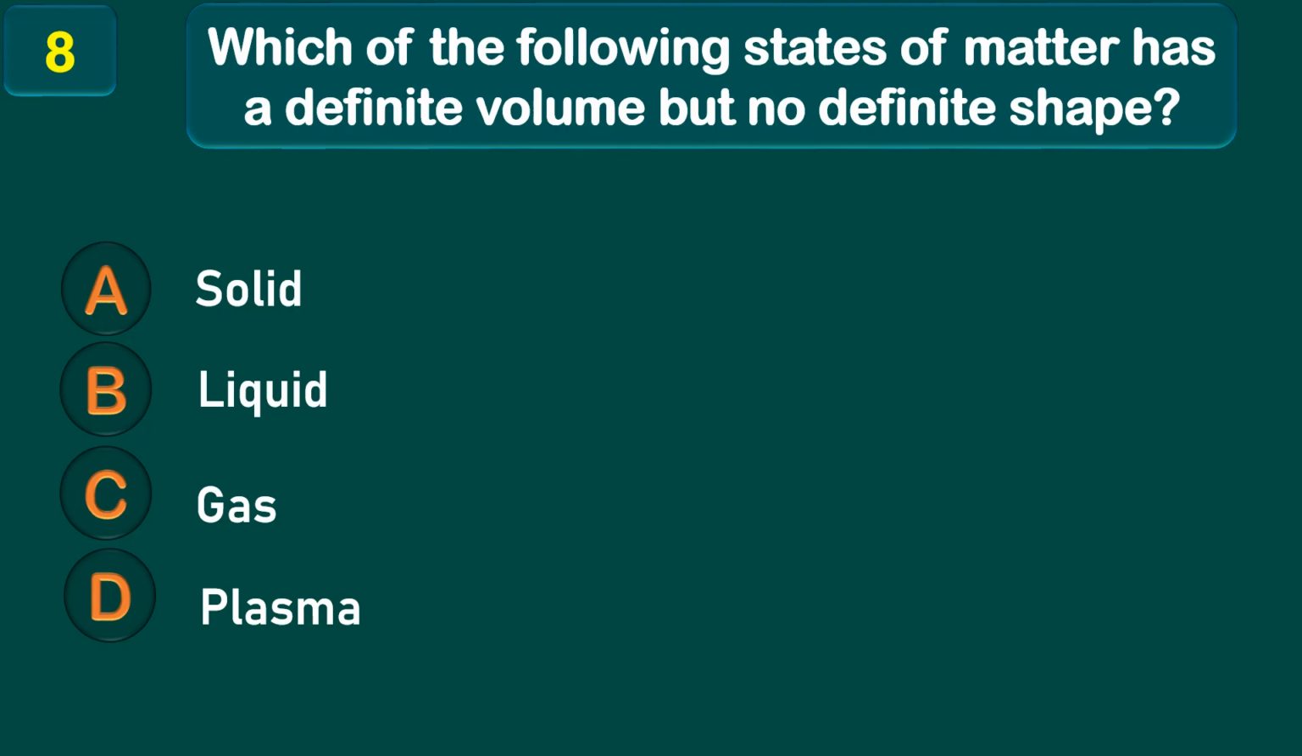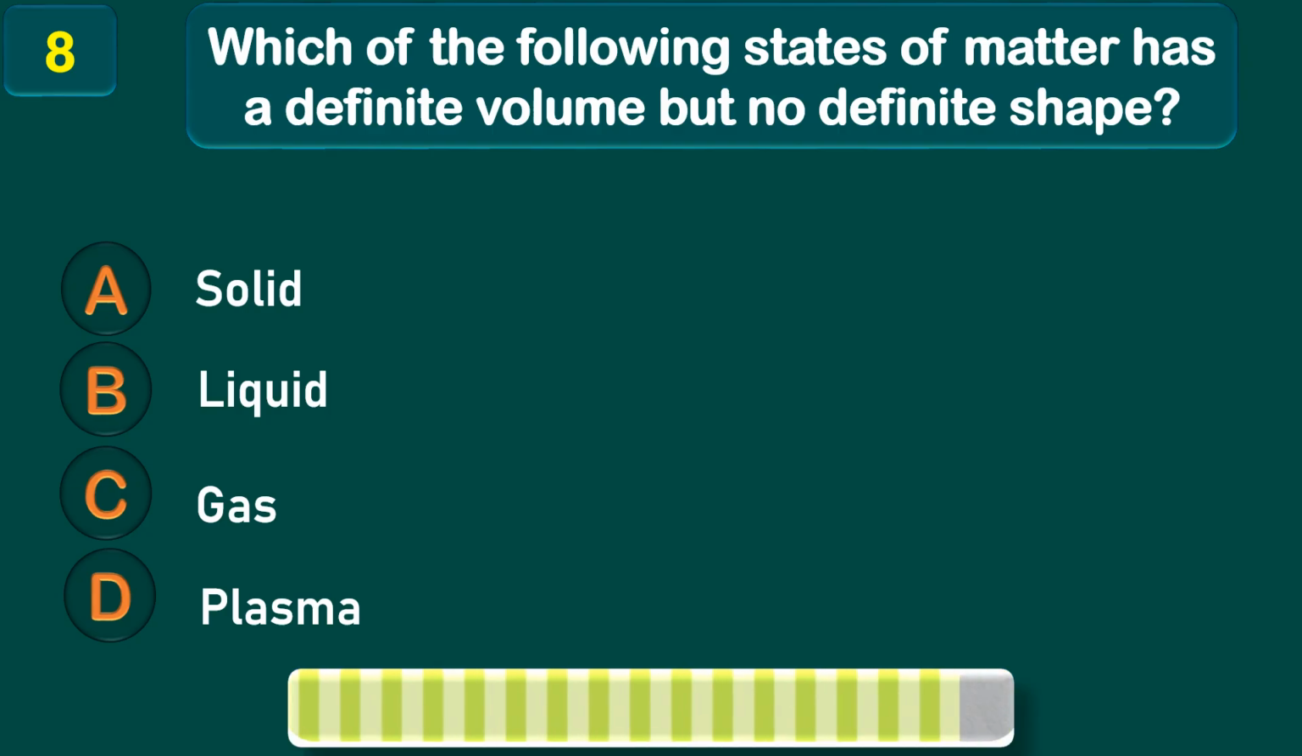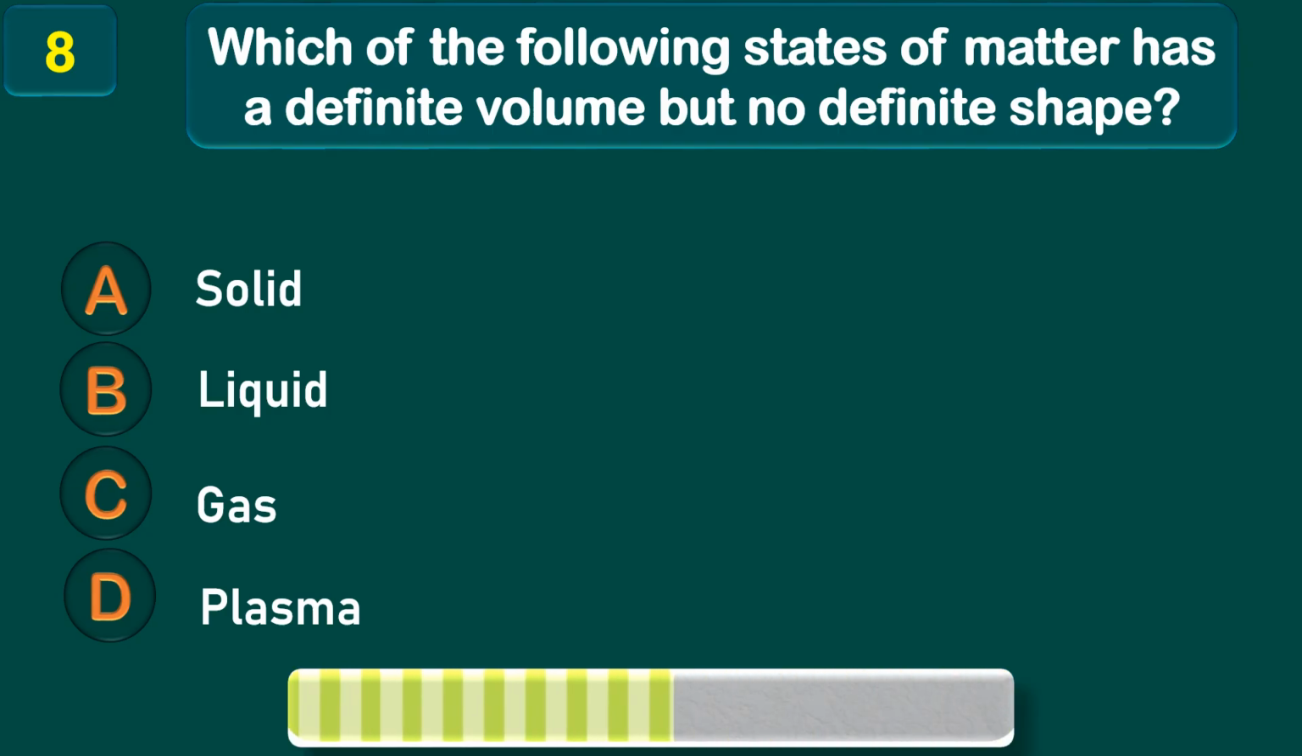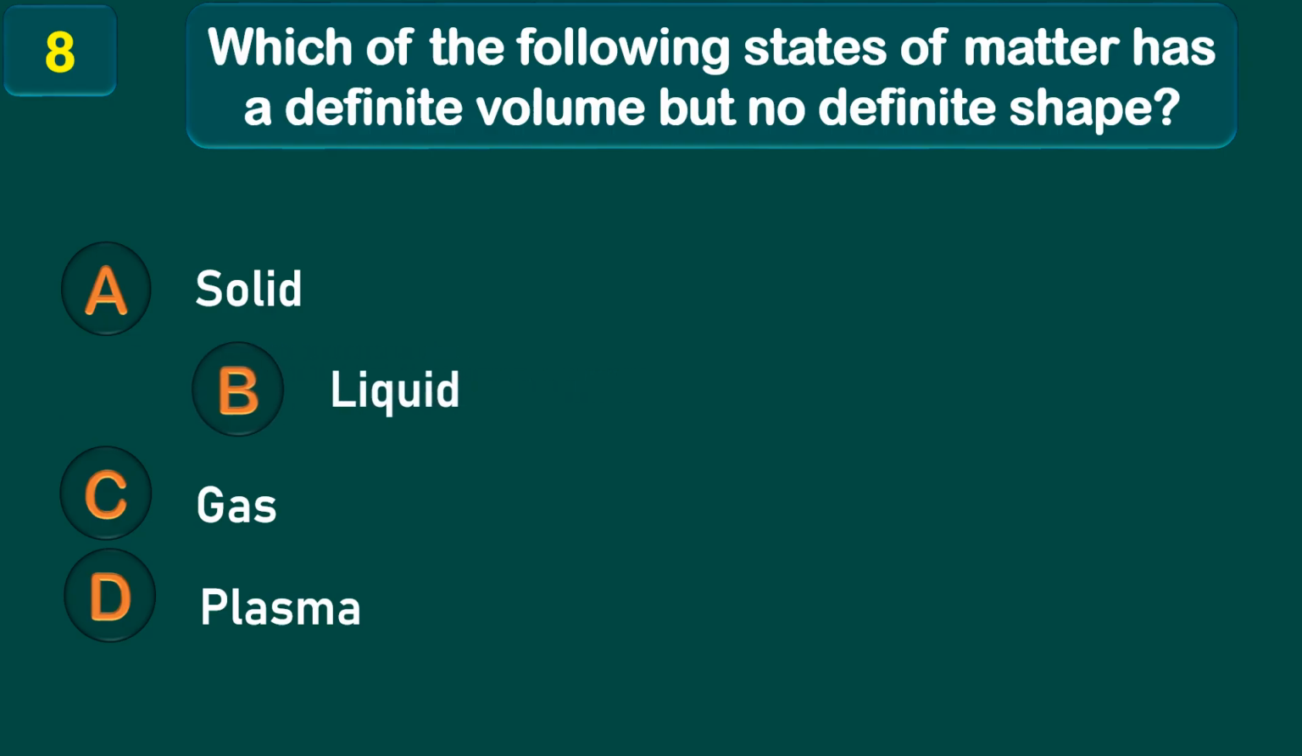Which of the following states of matter has a definite volume but no definite shape? A. Solid, B. Liquid, C. Gas, D. Plasma. Answer: B. Liquid.